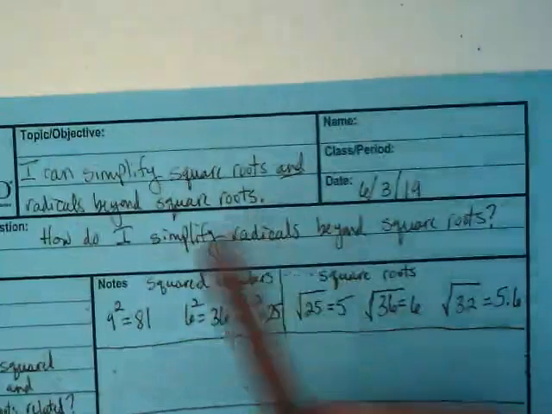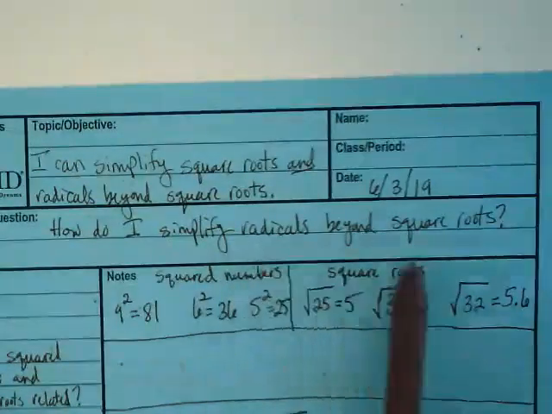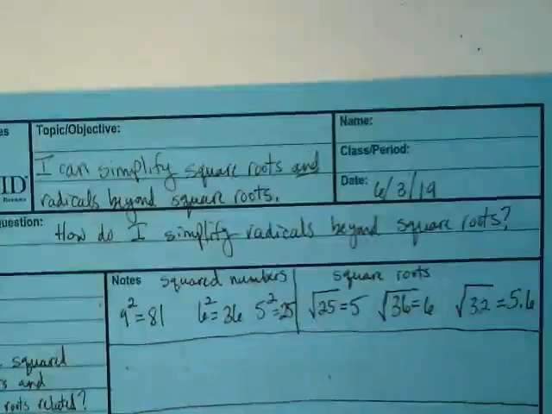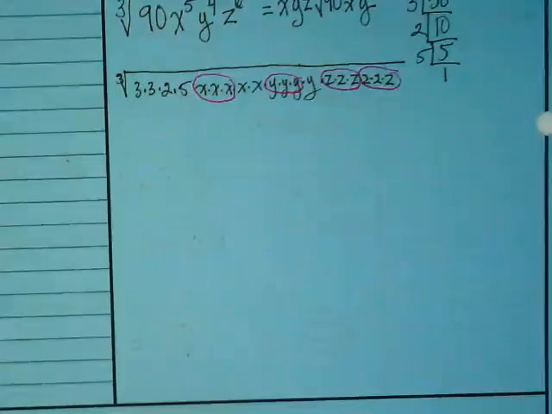Here's what I want you to think about right now with our last few minutes of class. Go back to the essential question. How do I simplify radicals beyond square roots? That's what we're doing back here. And I would like you to add in your summary a little bit of where you're at right now. Down in the summary.